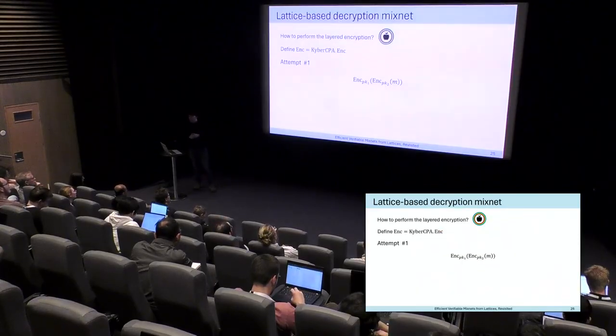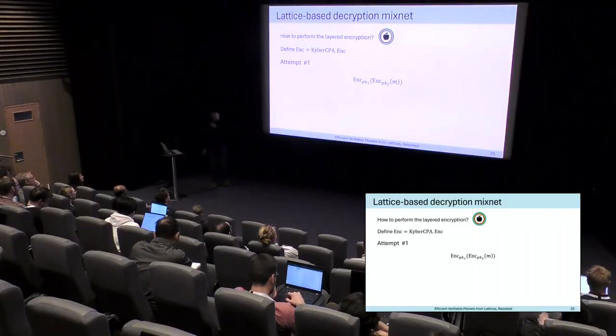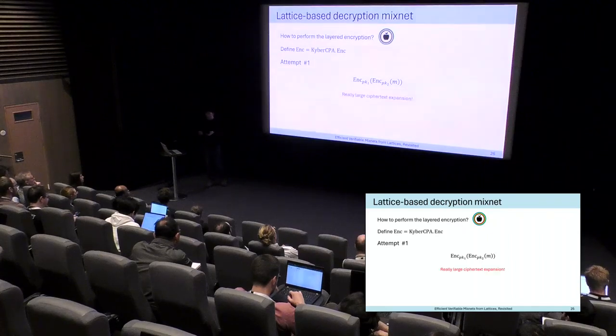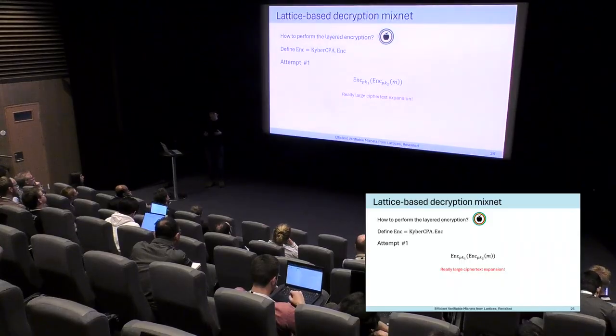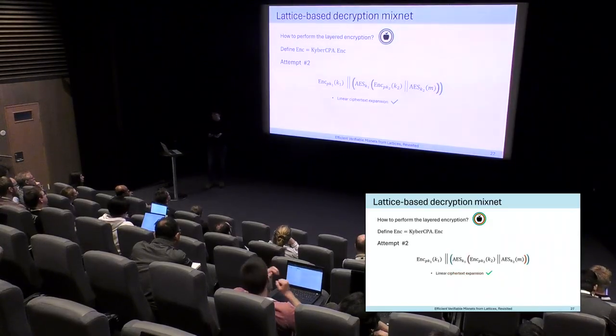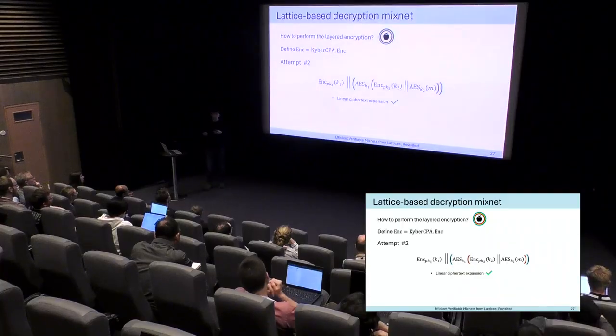Now, to describe how our decryption mixnet works, we basically need to describe how we're going to do this layered encryption. I said we want to rely on lattice assumptions, so an obvious thing one could do is take the IND-CPA scheme that underlies Kyber and use this PKE to encrypt a message in a layered way. The obvious problem is that this leads to really large ciphertexts, because these schemes are not meant to be nested. And then the standard solution is to do the so-called KEM-DEM composition.